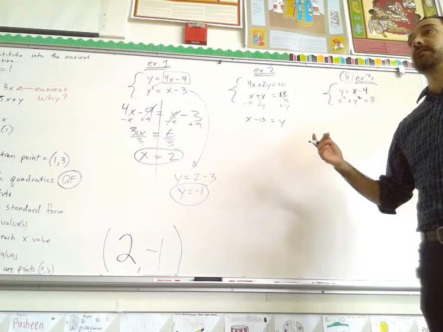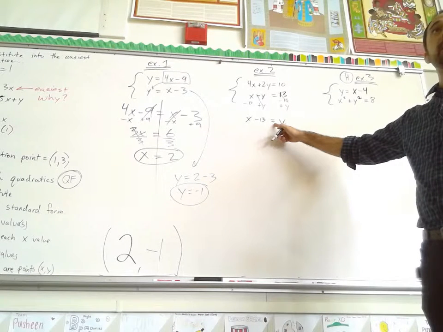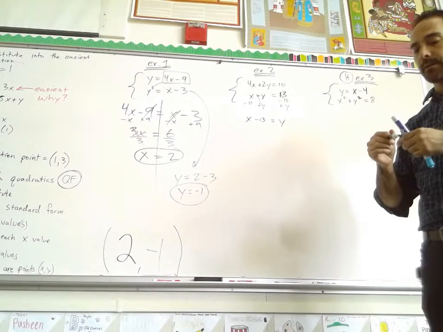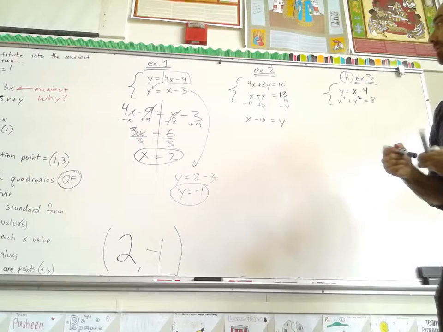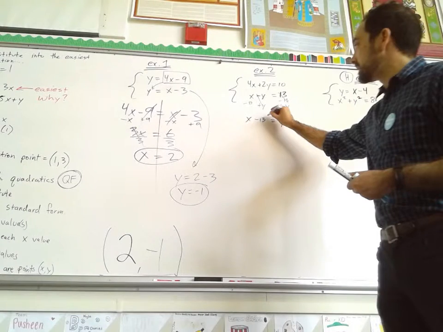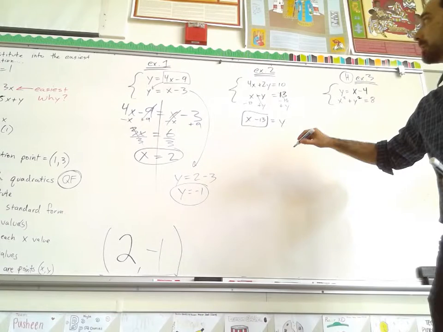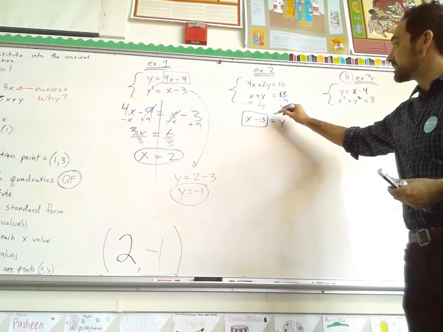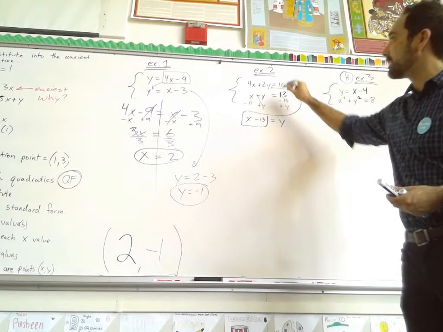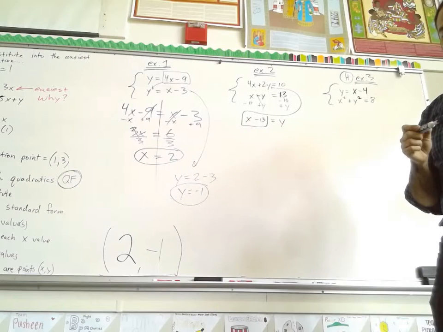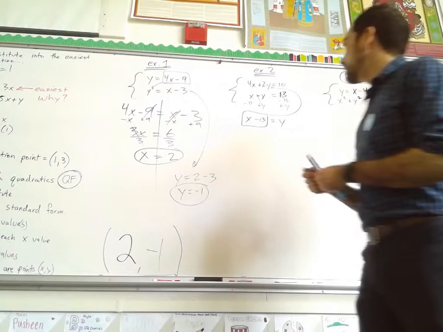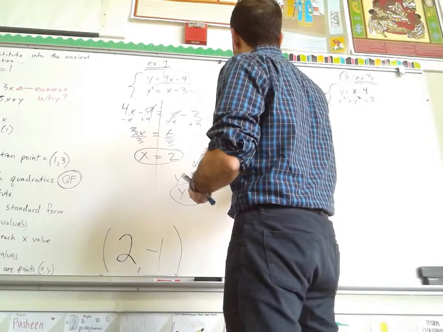What should I do with my x minus 13? Plug it in where? So make a little arrow and say, let's go in there. You agree? All right. So let's go with 4x plus 2 times x minus 13 is equal to 10.